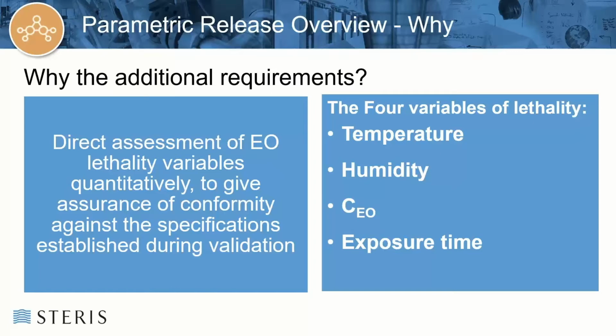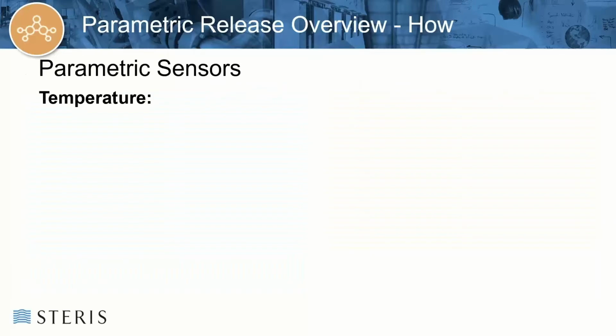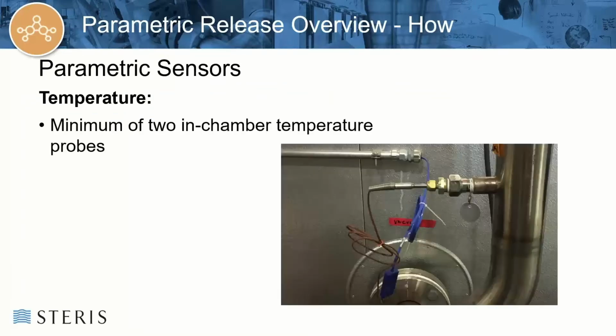And we'll be really looking into your humidity and concentration variables. As we already saw in the previous slide, your temperature is the same methodology as for a BI release validation. The how of parametric release. For temperature, you need a minimum of 2 in-chamber temperature probes. And most facilities in this day and age already have 2 in-chamber temperature probes, one for monitoring and one for control.